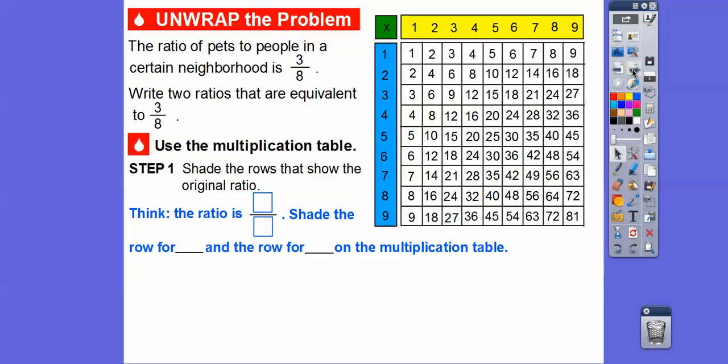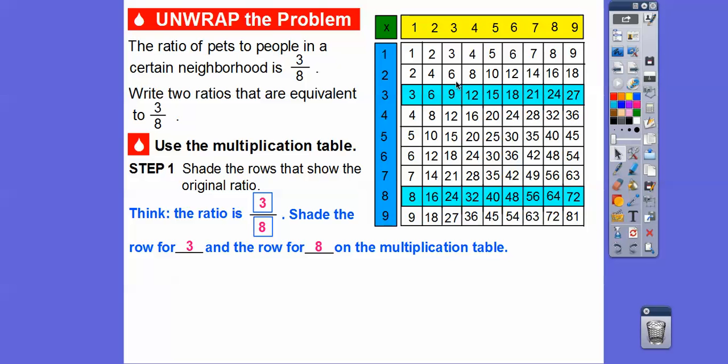Let's shade the row 3 for the numerator, and we'll shade the row 8 for the denominator. Those are rows 3 and 8. So all of these are equivalent ratios. Here's 3 times 1. Here's 8 times 1. Here's 3 times 5.